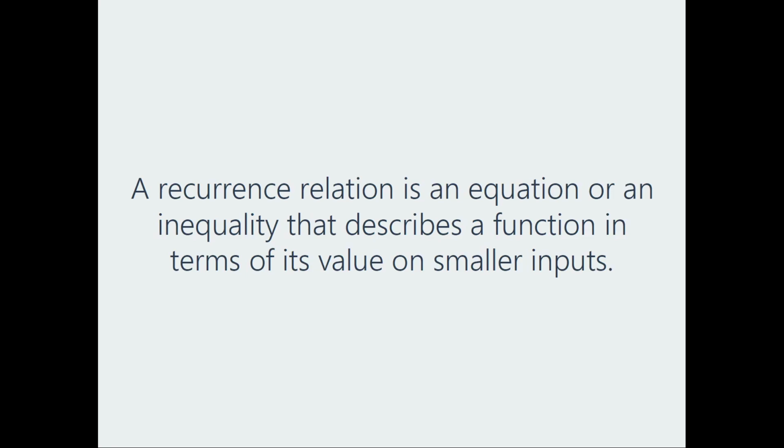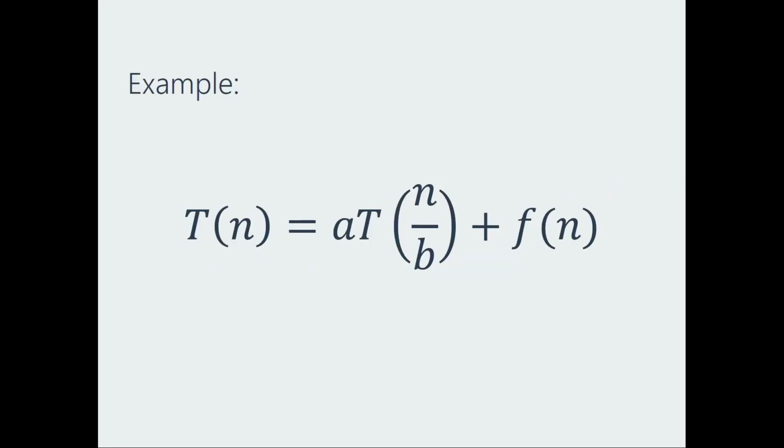How do we calculate the steps in recurrences, and how do we get the bound? Let's first define a recurrence or recurrence relation. A recurrence relation is an equation or an inequality that describes a function in terms of its value on smaller inputs. An example is the following. T of n is equal to a times T of n over b plus f of n.